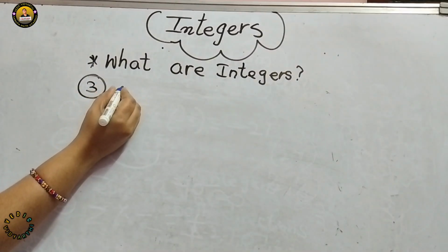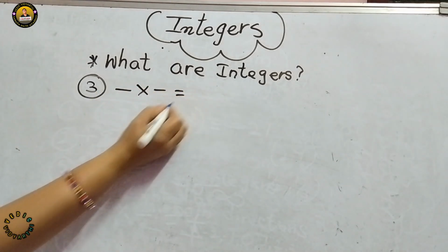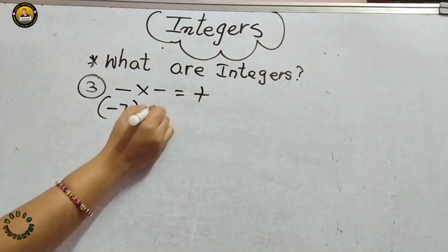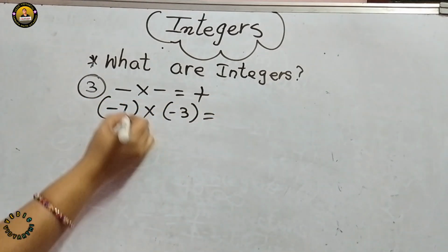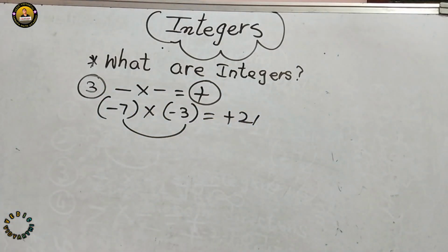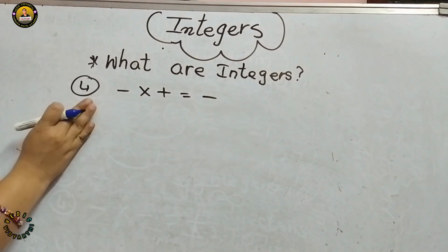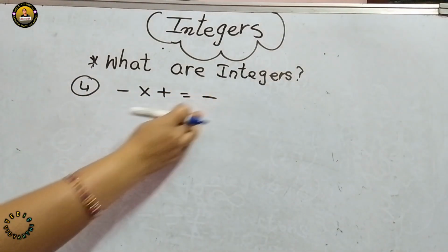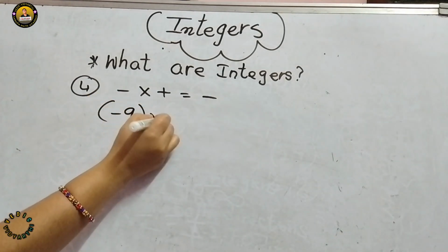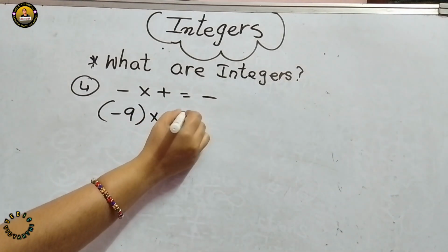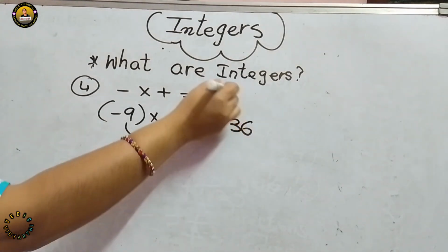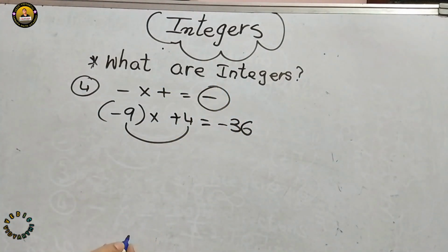Let's take third example. Minus into minus, we will get plus. So we will take minus 7 and minus 3. So 7 3 times 21. According to the rule, we have to put plus. So plus 21 is the answer. Let's look into the fourth one. Minus into plus, we will get minus. So we'll take a negative number. Let's take, for example, minus 9 and multiply with the positive 4. 9 4 times 36, and we will get negative, so minus 36.